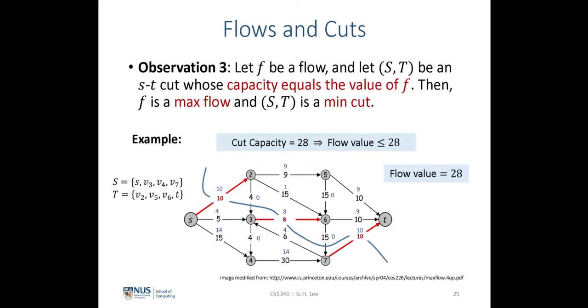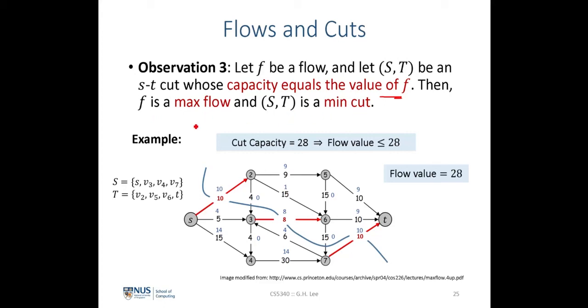The third observation is that, similarly, let F be the flow and let ST be the ST cut whose capacity equals the value of F. Then what we can conclude here is that F would be a max flow and ST would be a min cut.